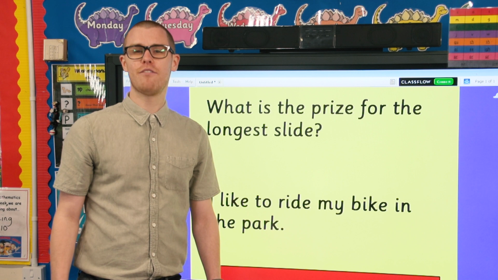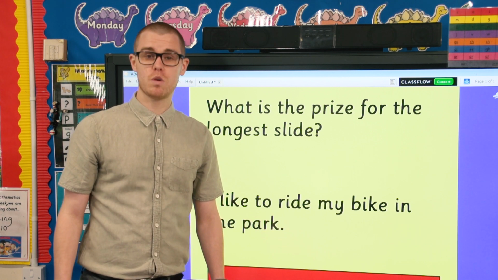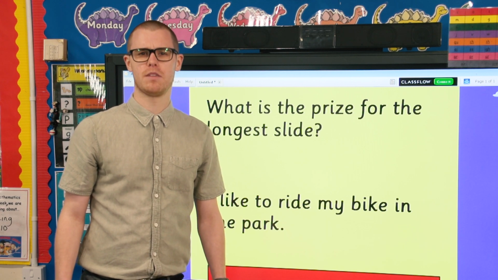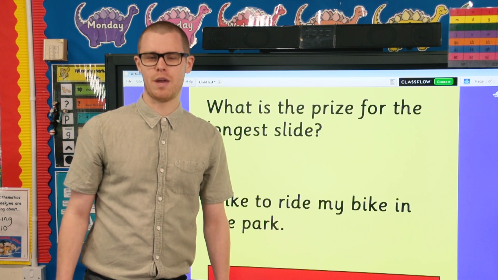Now it's time to finish by spelling some words. Because if you can read a word, then you can have a go at spelling it. You will need your paper and something to write with. Let's spell two words with today's sound I spelled with the split vowel digraph I. Let's spell time. Segment the sounds with me.